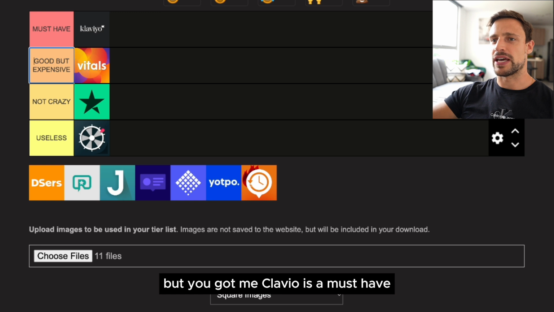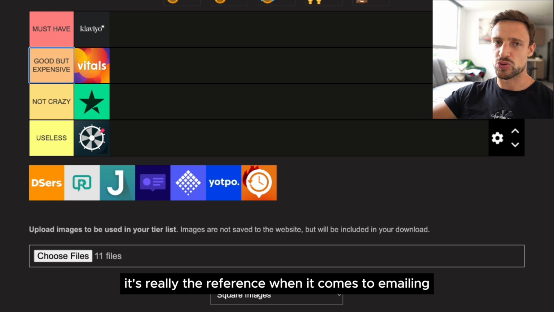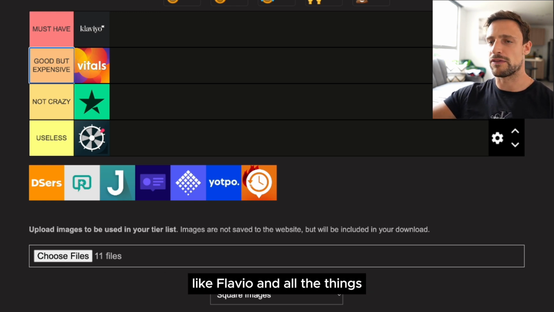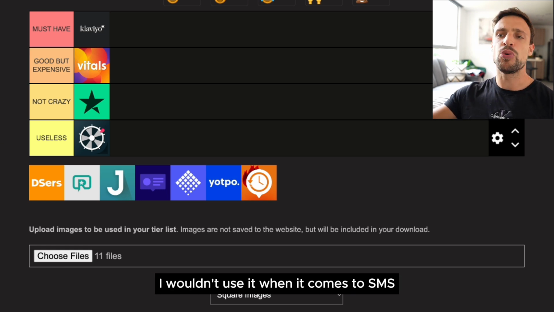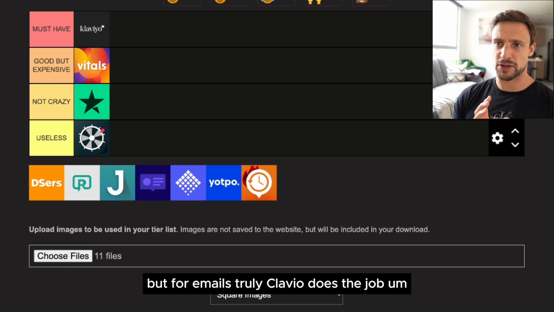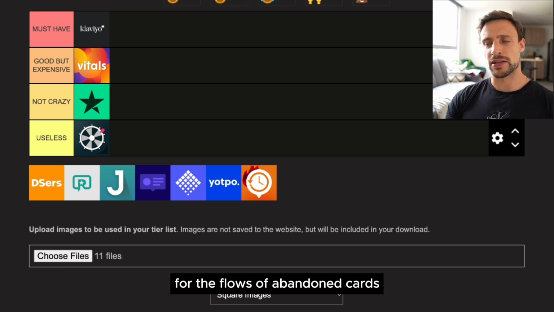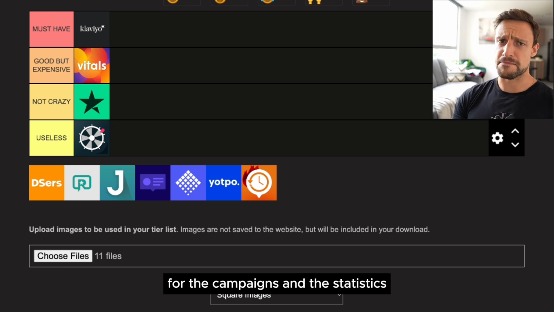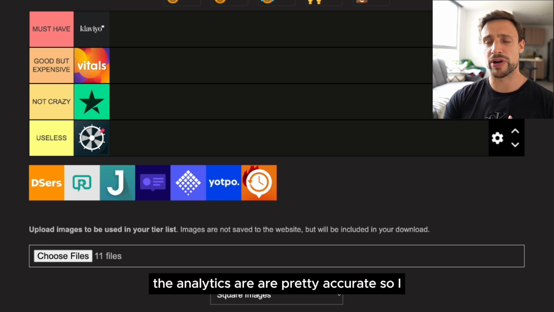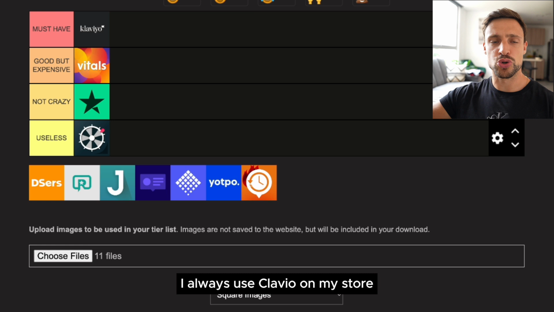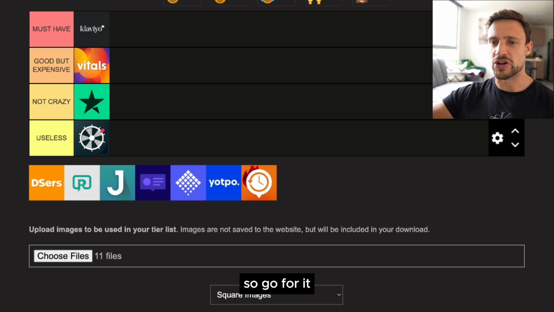Klaviyo is a must-have. It's really the reference when it comes to emailing. Of course, you have other solutions like Flodesk and other things, but I think that Klaviyo is really complete. I wouldn't use it when it comes to SMS, but for emails, truly Klaviyo does the job. For the abandoned cart flows, the campaigns, the statistics, the analytics are pretty accurate. So I always use Klaviyo on my stores, so go for it.